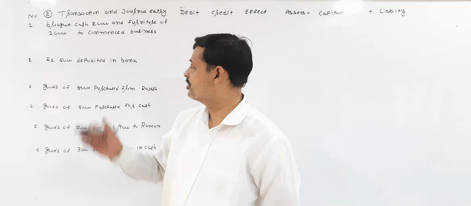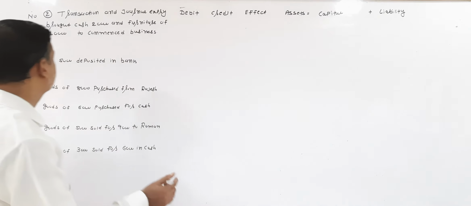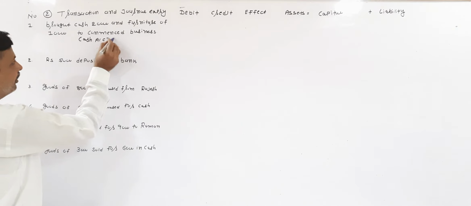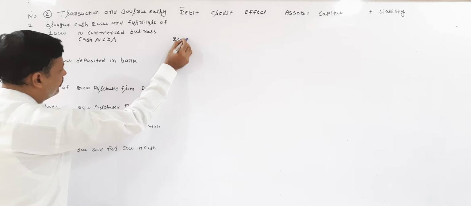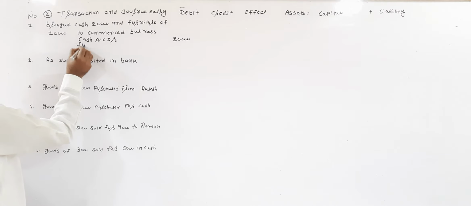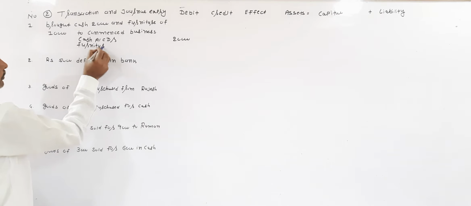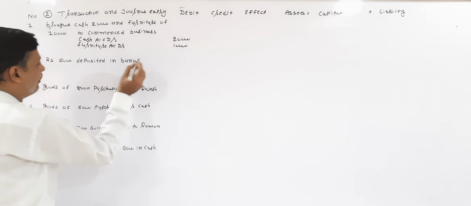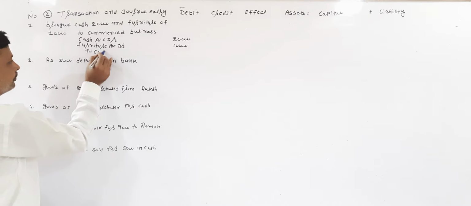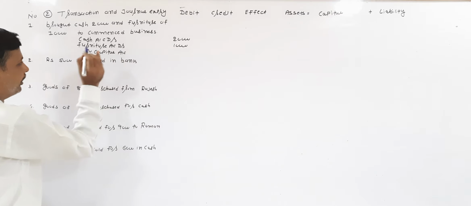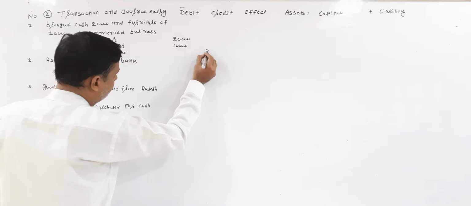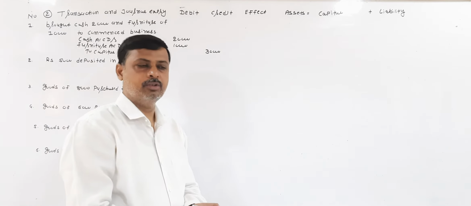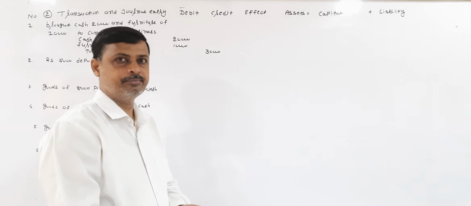So the journal entry of this transaction: cash account debit 20,000, furniture account debit 10,000, to capital account. 20 plus 10 becomes 30,000. Now here we have to think about the effect.